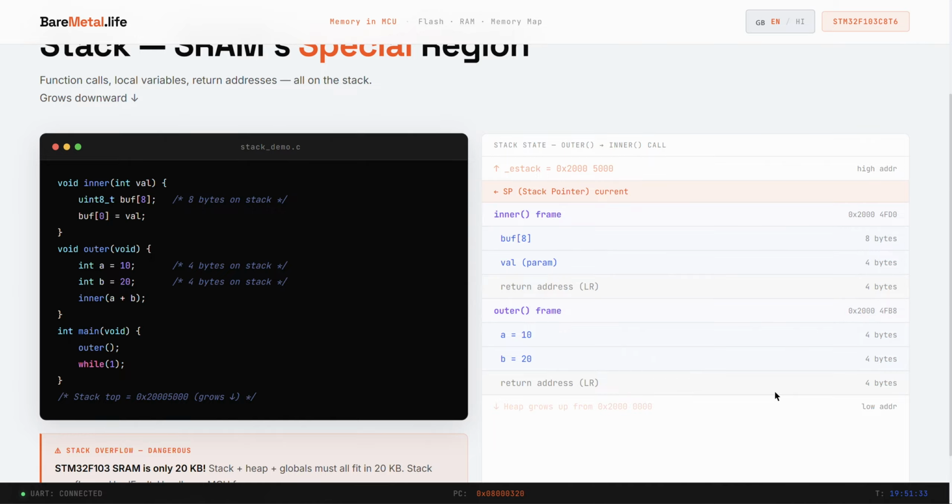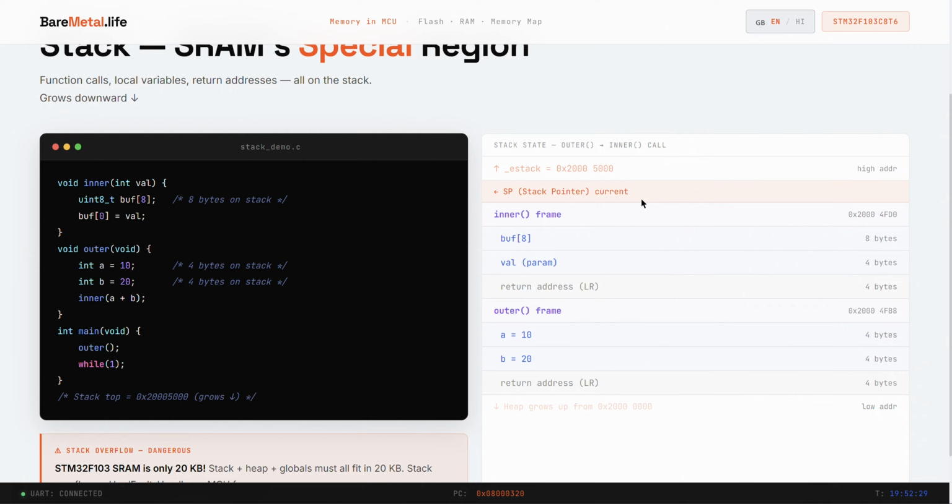This frame sits at address 0x20004FB8. The second step: outer calls inner with A plus B. Now inner is called with the value 30. The CPU creates another stack frame on top, well, technically below, because remember, the stack grows downward. This frame sits at address 0x20004FD0, and the stack pointer now points here. This is the current top of the stack.